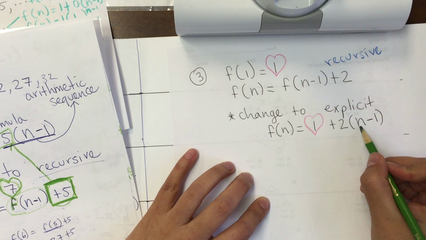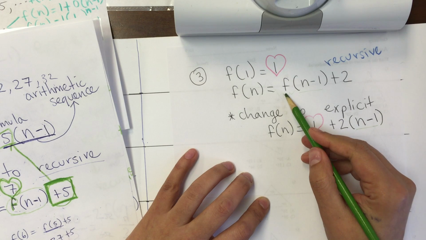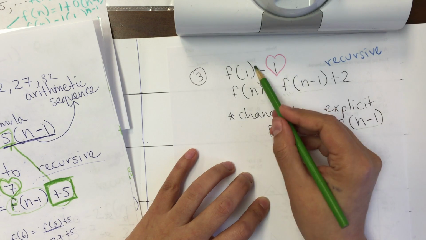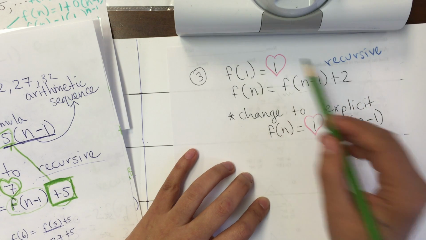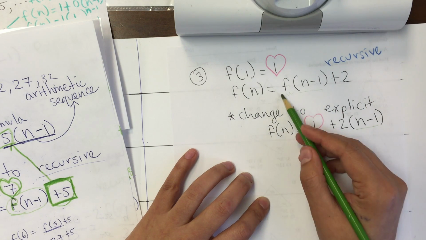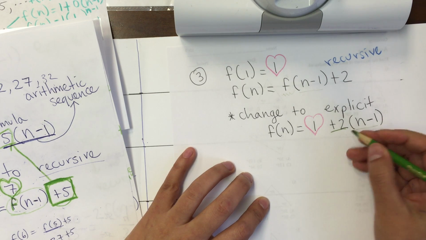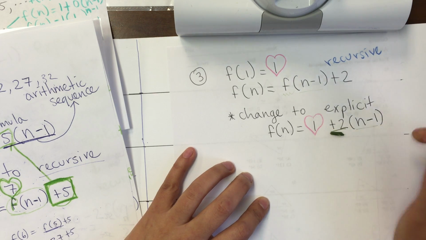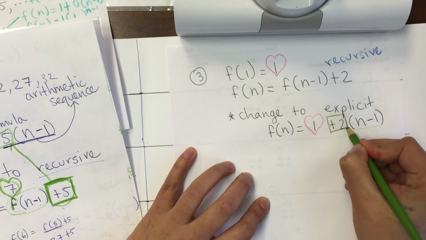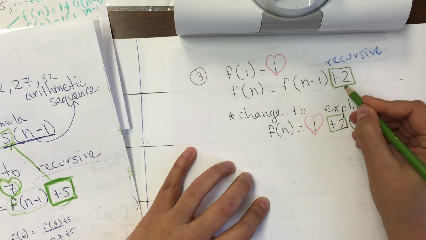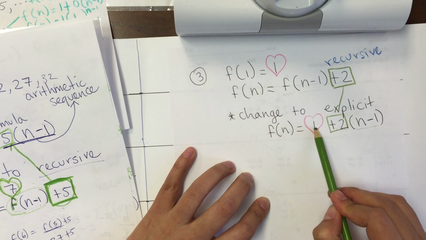If you notice, this is the same as this, except that it gets rid of the f, because we don't go back to the previous f of whatever that number becomes. We don't go back, so that's why we don't have the f in there. But these two come from here. So those are the 2 pieces of information. This comes from here, and this comes from here.